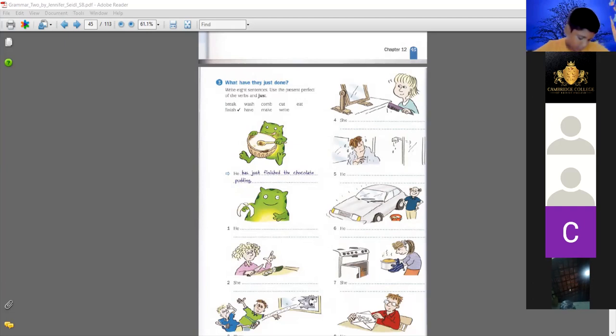Okay, Hansali, continue. They have just broken the window. She has just combed her hair. He has just come out of the shower. He has just washed the car. She has just baked. No, she has just took the cake out of the oven. He has just opened the letter. All right, okay.